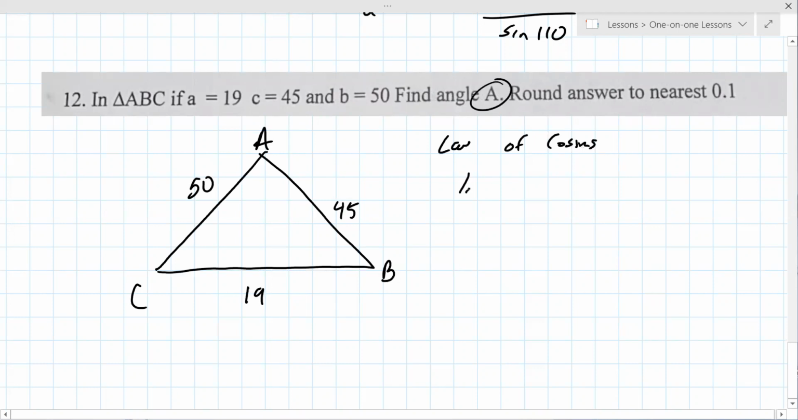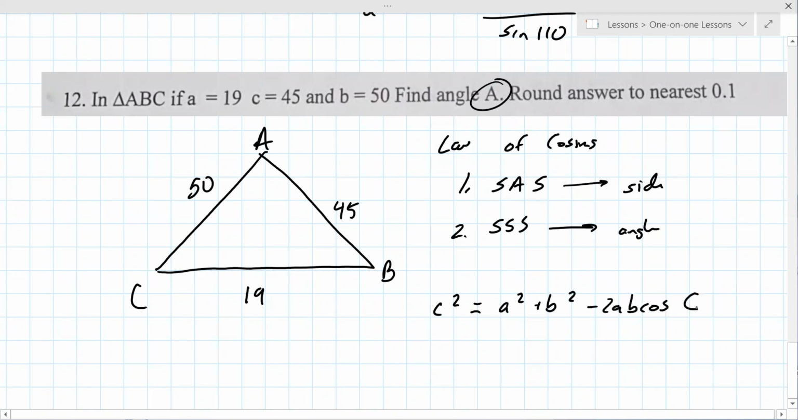And to know that there's two types. You're either given side angle side or you're given side side side. Side angle side is used to find another side. Side side side is used to find an angle. So there's a bunch of variations in the way that the law of cosines is written.